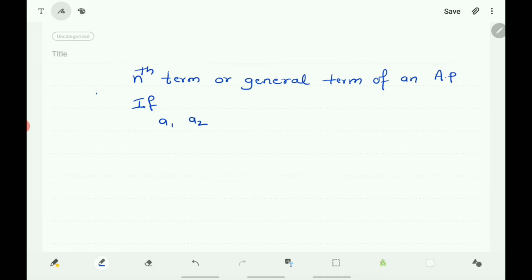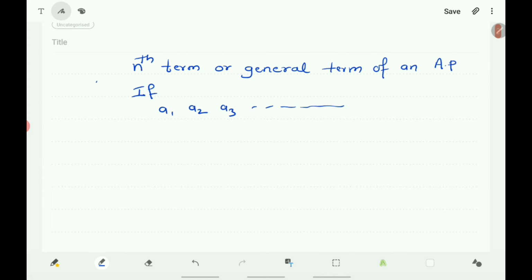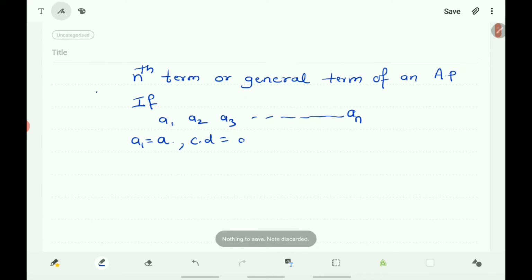A1, A2, A3 and so on are the terms of an AP. Now let us write the last term, the nth term, that is the general term, and it is denoted by the letter An. Here A1 is the first term, A1 is always equal to a. So the first term of an AP is generally denoted by the letter a, and d is the common difference.